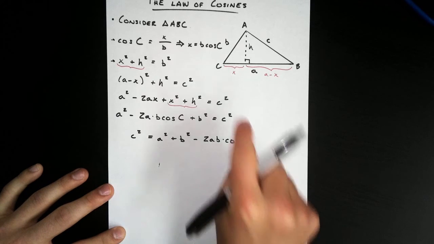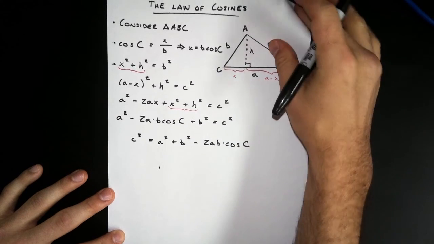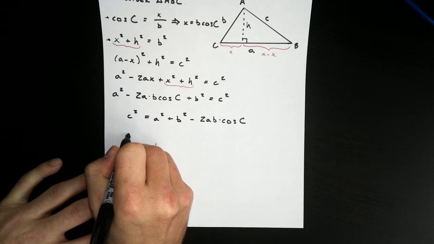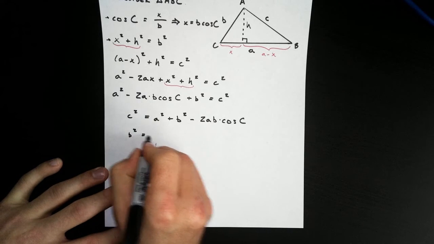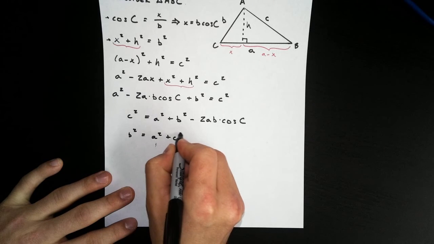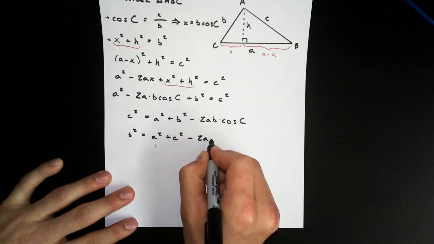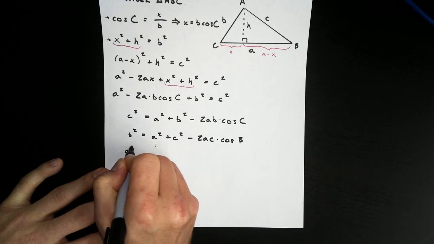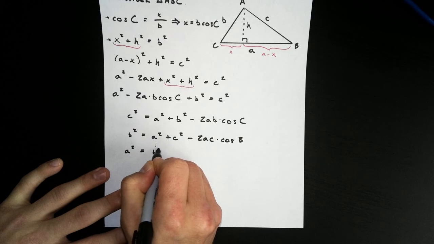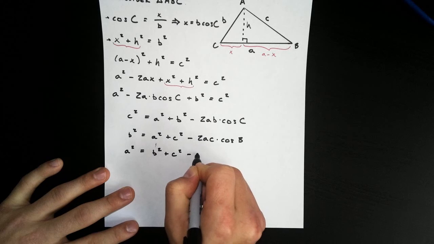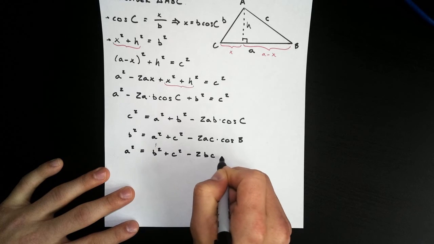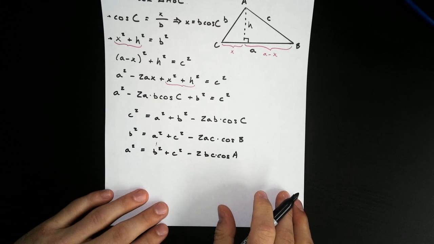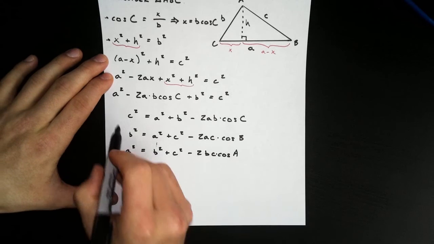We ended up with it this way because of how I labeled the triangle to start with. If I choose a different angle for my cosine here, I can end up with similar formulas. I can end up with one that's b squared is equal to a squared plus c squared minus 2ac times the cosine of b. And the last option, a squared is equal to b squared plus c squared minus 2bc cosine of a. And those are the three possibilities for the law of cosines.